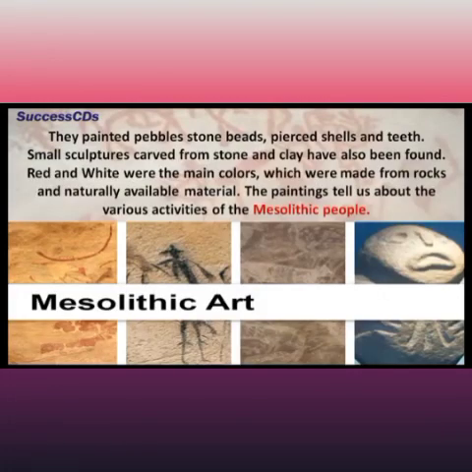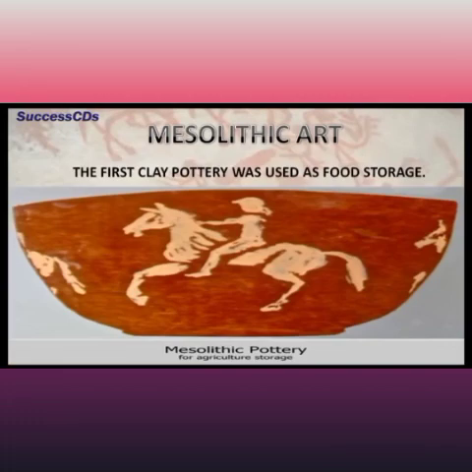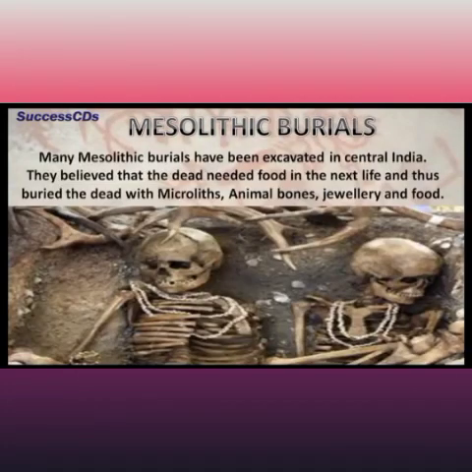They painted pebble stone beads and pierced shells and teeth. Small sculptures carved from stone and clay have also been found. And not only that, they used many colors, and it was believed that red and white were the main colors. The paintings tell us about the various activities that these people were very much into on a daily basis. And then the first clay pottery was used for storage, that is for agriculture.